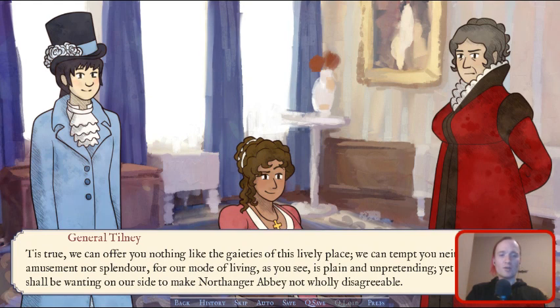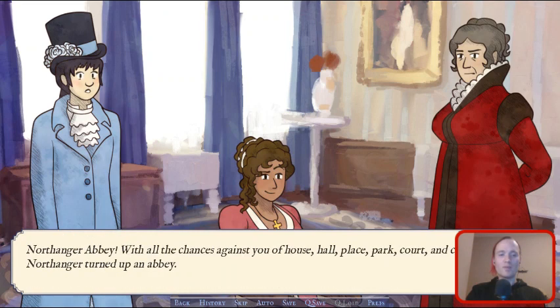'Tis true, we can offer you nothing like the gaieties of this lively place. We can tempt you neither by amusement nor splendor, for our mode of living, as you can see, is plain and unpretending, yet no endeavors shall be wanting. Northanger Abbey will not be wholly disagreeable.